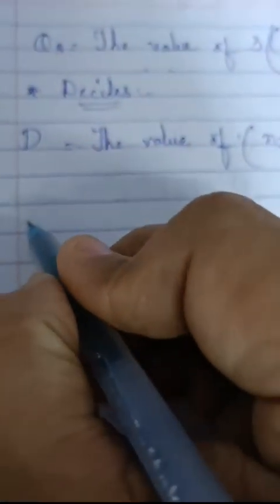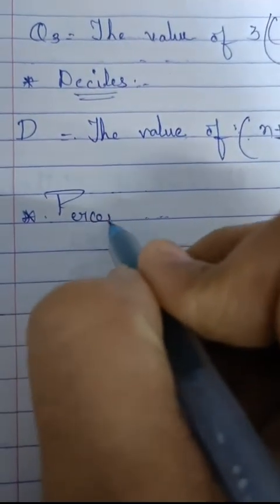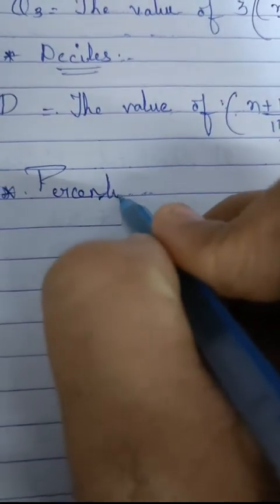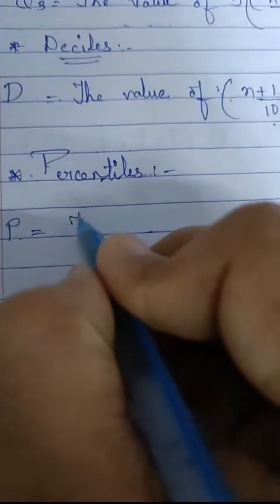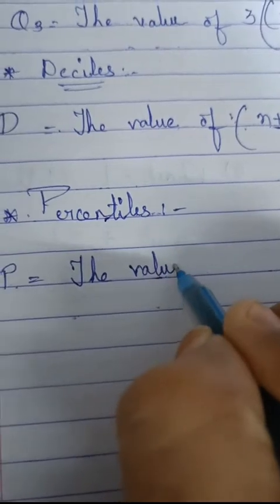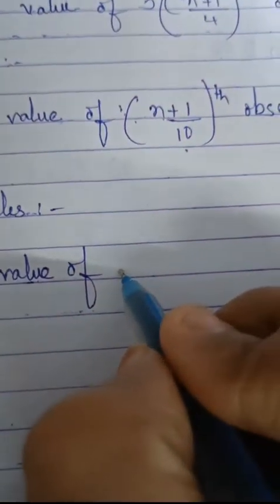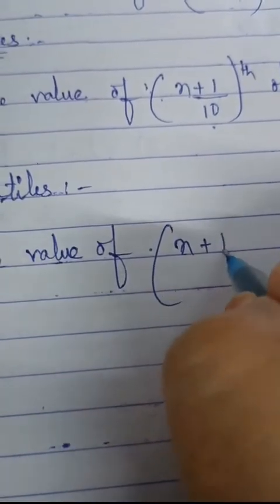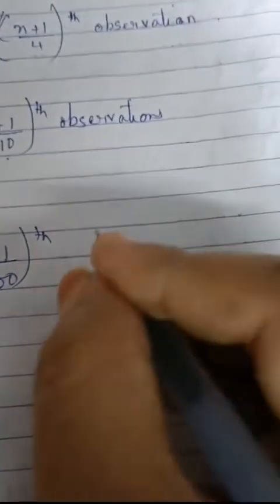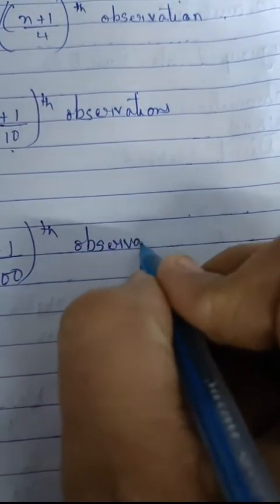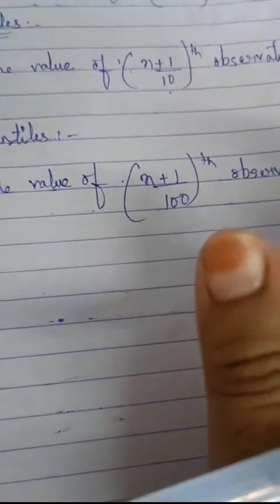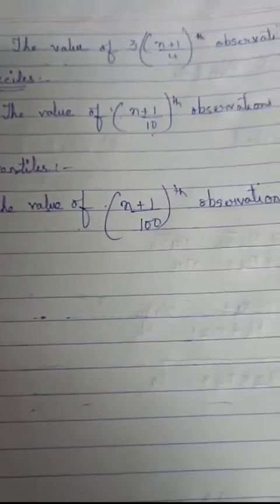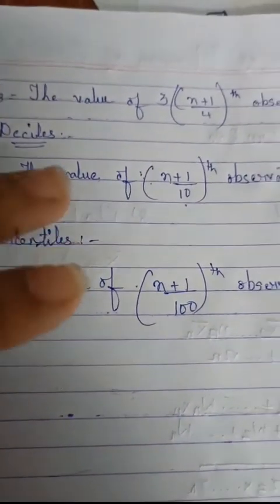Okay, same way the next one, for the percentiles. So P, if any number they are asking, say 95, then the value of 95 into (n plus 1) divided by 100 observations. Okay, if suppose P70, the value of 70 into (n plus 1) divided by 100 observation. So these are the formulas for finding decile, percentile, quartile for ungrouped data.